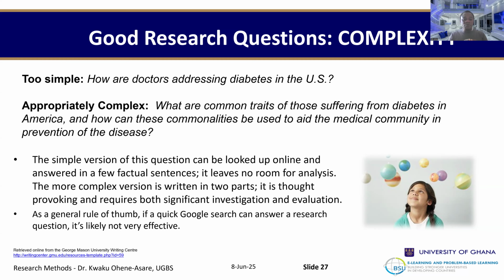Okay? The general rule of thumb is if a quick Google search can answer your question, it is not effective enough. It's likely not good. A Google search, ChatGPT should not be able to address the question just like that. ChatGPT must struggle a bit to be able to address it.